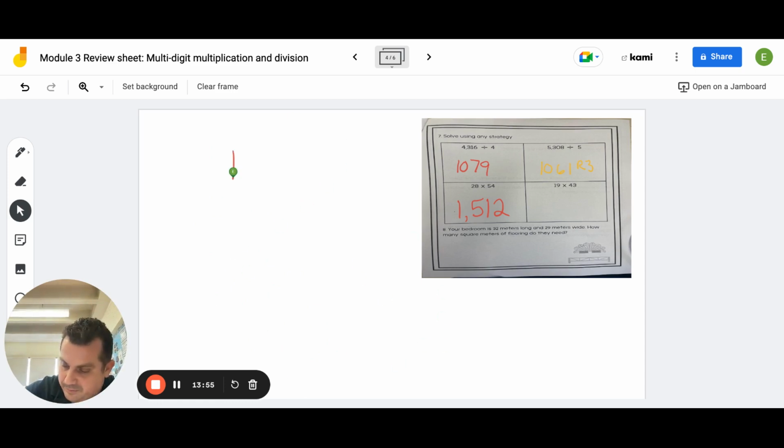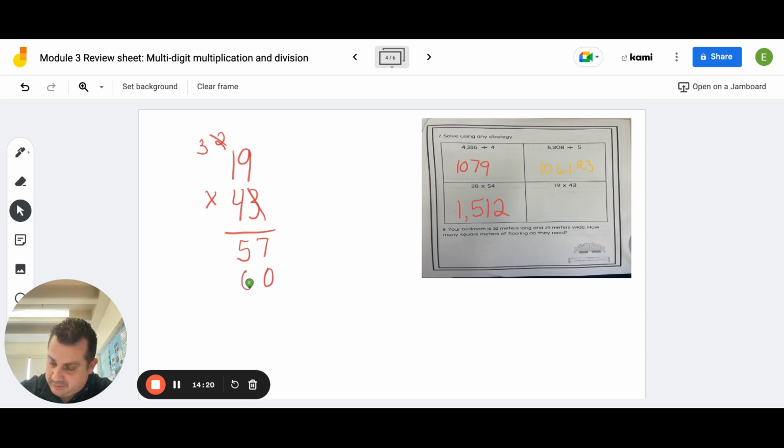19 times 43. Doesn't make a difference if you did 19 times 43 or 43 times 19, because we know that's the commutative property of multiplication. You can multiply numbers in any order. All right? 3 times 9, 27. 3 times 1 is 3, plus 2 is 5. Placeholder. 4 times 9, 36. 4 times 1 is 4, plus 3 is 7. 7. 5 and 6 is 11. 817.